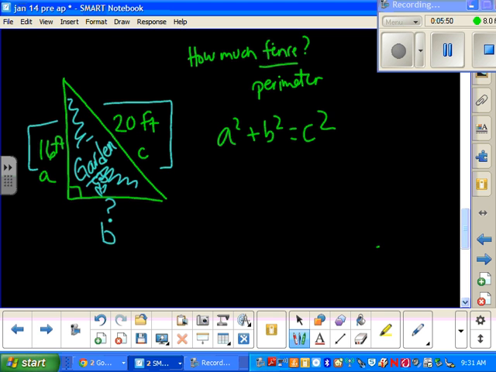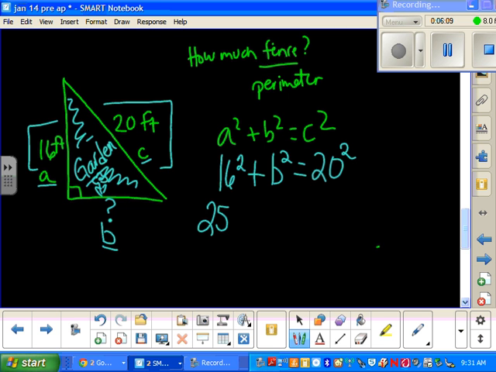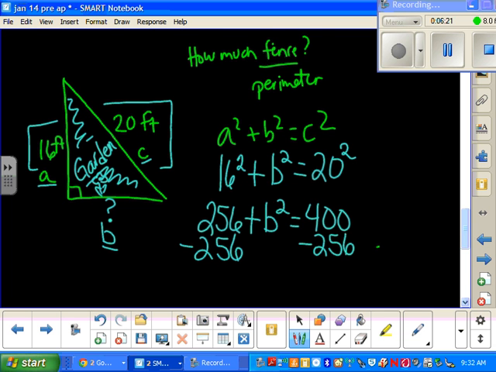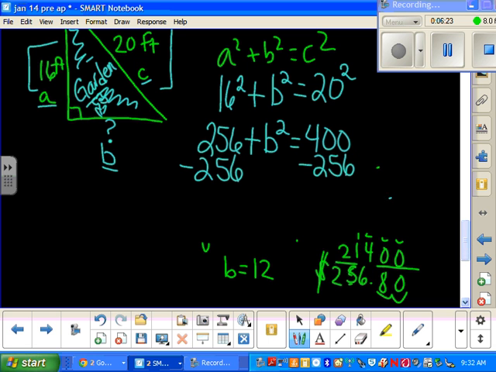We're going to label the triangle. Our two legs are a and b, and our hypotenuse is c. We have our formula written down, and now we can go ahead and plug in our values. So 16 squared plus b squared equals 20 squared. Moving through and solving that, 16 squared is 256 plus b squared equals 20 squared, which is 400. Using our algebra, we're going to subtract 256 from both sides to isolate the b squared.